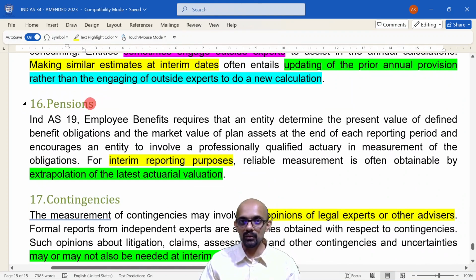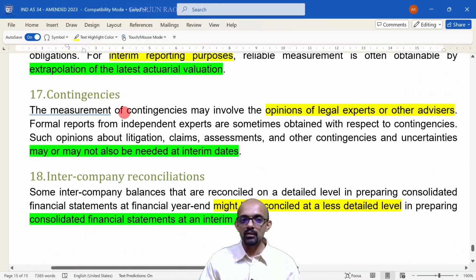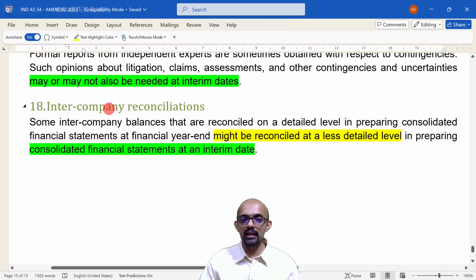Same way pensions also. Pensions generally we get actuarial valuations. Just make an update. You don't have to again go for an actuarial valuation. When you take the help of legal experts for contingencies, same principle. Just make an update. You don't have to again get their opinion for the interim. Intercompany reconciliations we do at a less detailed level, maybe at the group head level, not the line by line item level, right? So that is enough for interim.